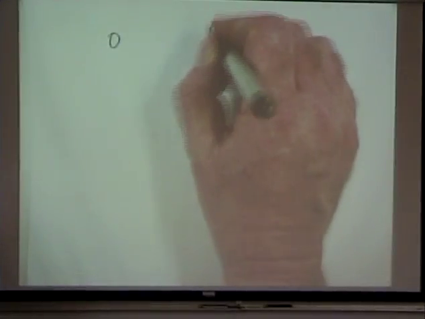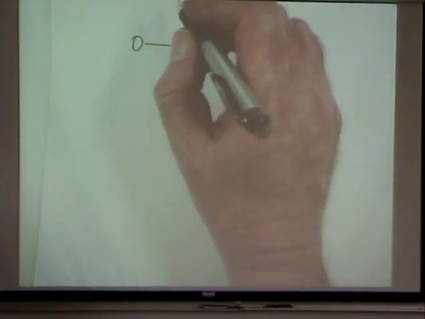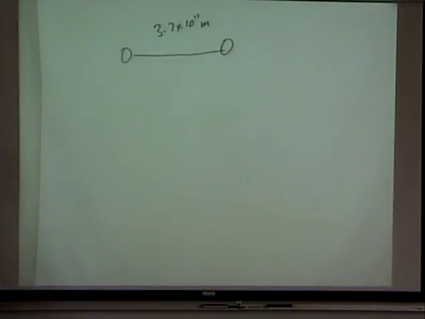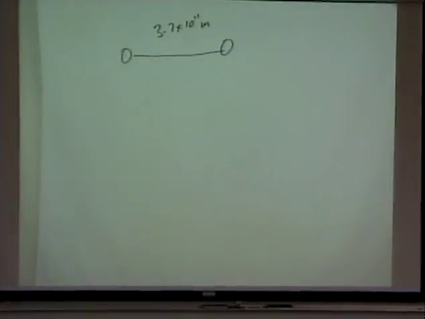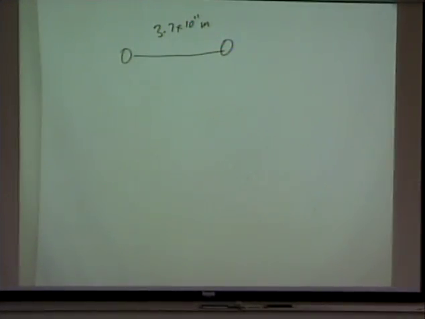All right. So I've got this. It says 2 stars are 3.7 times 10 to the 11th meters apart. So here I've got 2 stars, and their distance apart is pretty far. Now remember, the diameter of the Earth is about 12 times 10 to the 6 meters. So this is pretty big. This is 10,000 times bigger than the Earth. So you've got these 2 stars pretty far apart.